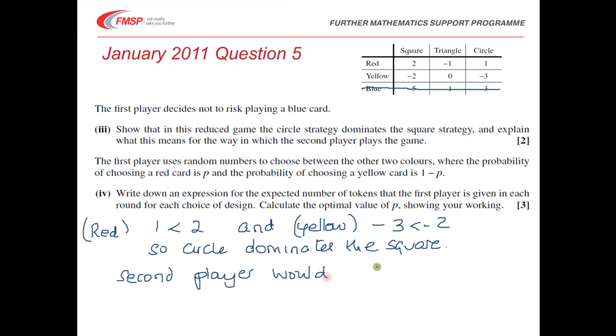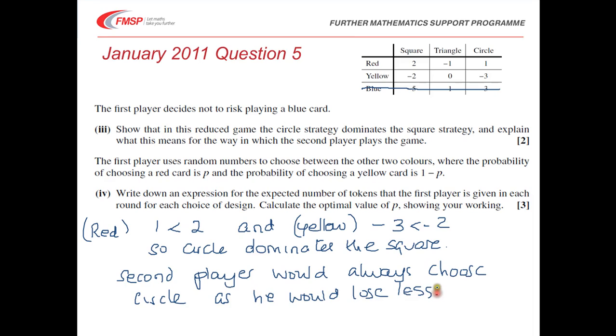Or gain more. As he would lose less. So we need to write that down quite clearly. 2 marks, 1 mark for showing this in terms of the numbers, and 1 mark for explaining what that means to the second player. And then we'll have a look at part 4.